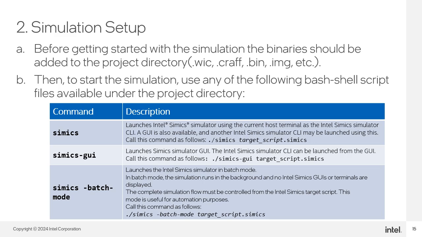To start the simulation, you can use any of the script files available in the project directory. For example, the first command can be used as ./simics agilex 5e universal.simics. This launches the simulator and the target script. In this case, Intel Agilex 5 SoC FPGA is being targeted.